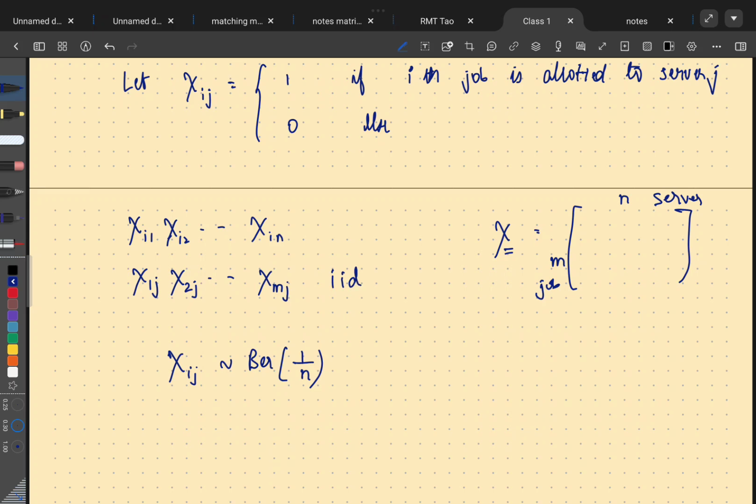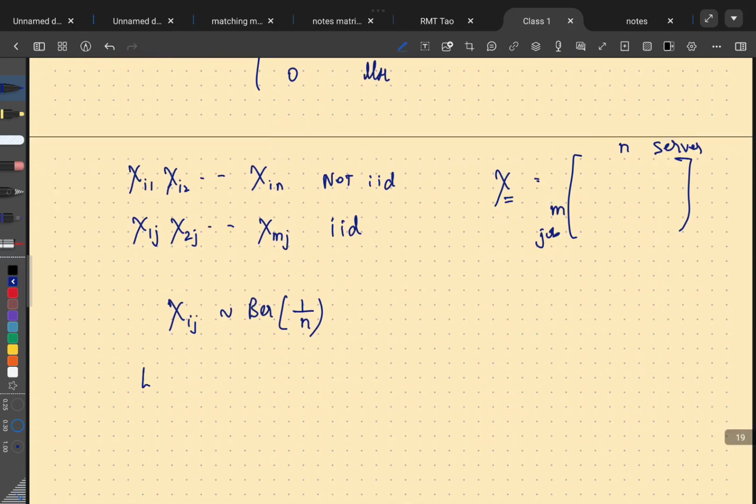But can I say the same of chi_i1, chi_i2 up to chi_in? No, they are not independent. For a given job, the server that it is allocated to, these are not independent, because only one of them can be a 1, the rest of them have to be a 0, because a job is allocated to only one server. So these are not IID.